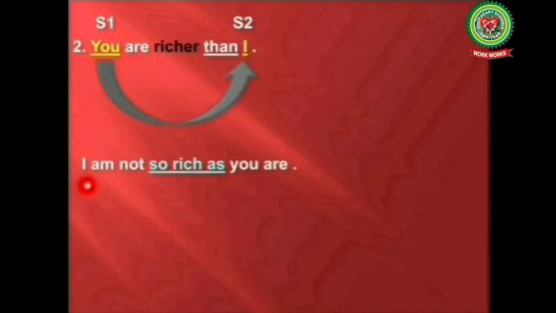Let's take one more example. You are richer than I. Again, let us consider you as subject 1 and I as subject 2. So, we will begin the sentence with subject 2, that is I. And as you can see, sentence is affirmative sentence. So, we will change it into negative by adding not in the sentence. And you can see a comparative degree, richer is used in the sentence. So we will change it into positive degree, rich, by replacing than with so dash as. So you can see there our answer will be I am not so rich as you are.